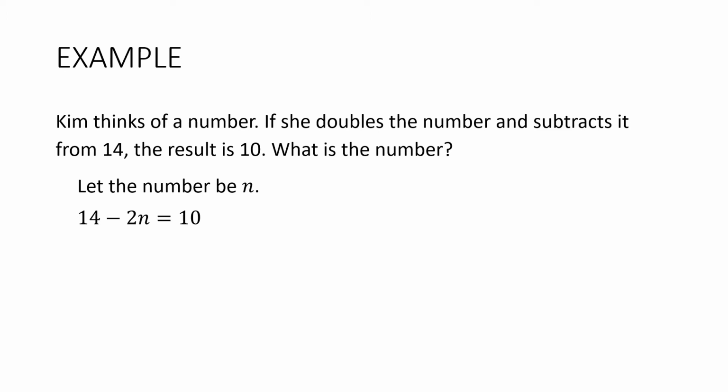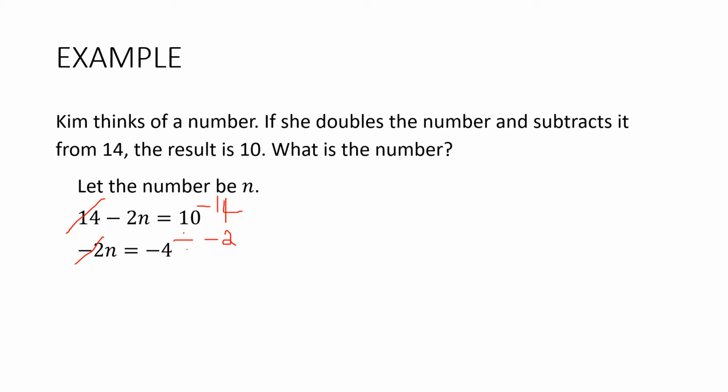Now we need to solve the equation. It's a two-step equation. We need to move this 14 over the other side. It's a plus 14, it comes over as a minus 14. And now we need to rewrite it. Minus 2n is equal to minus 4. Now what we're going to do here is divide both sides by this negative 2. So I'm going to take it over here as a divide by negative 2.